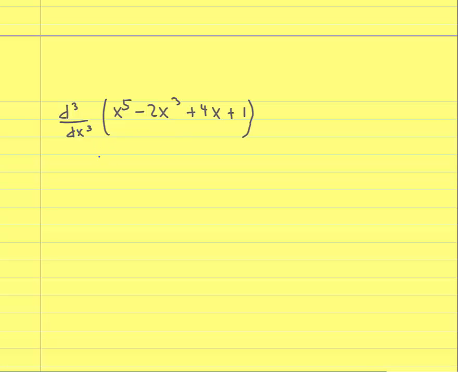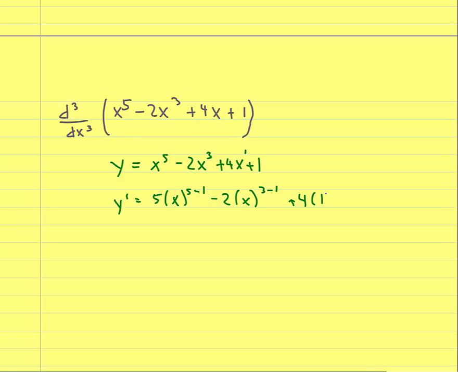Now if I want to use my notation, I could use d dx, but I just want to kind of keep track here of what's going on in an easier way. So my original function I'm going to rewrite as x to the 5th minus 2x cubed plus 4x plus 1. Y prime then would be 5, bring the 5 down, decrease the exponent by 1, drag the negative 2 along, decrease the exponent by 1. Now remember, this is an implied 1, so I'd bring the 1 down, decrease the exponent by 1.